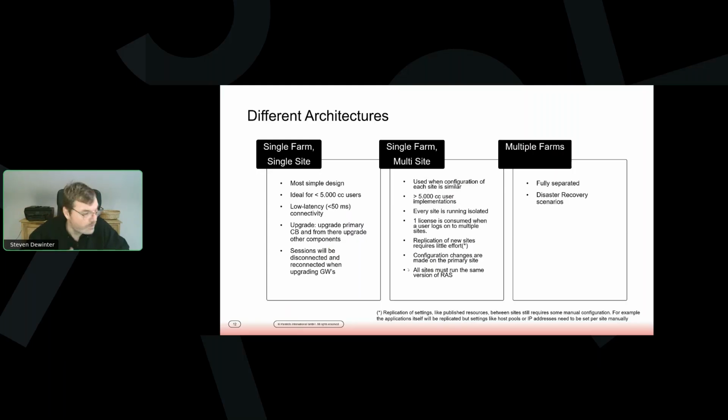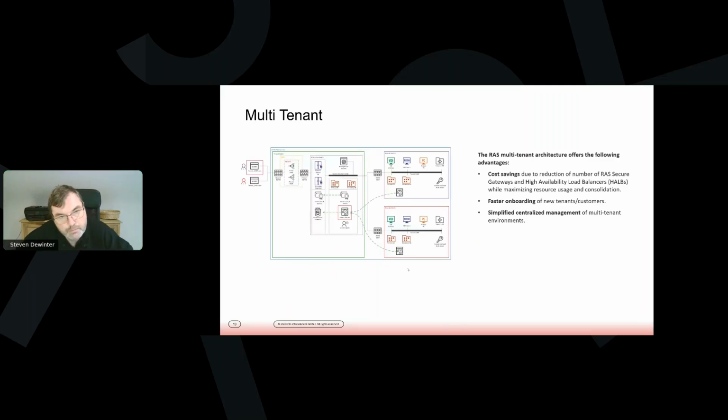A special form of multiple farms is what we call multiple tenants. Parallels RAS has a concept which is called multi-tenant.